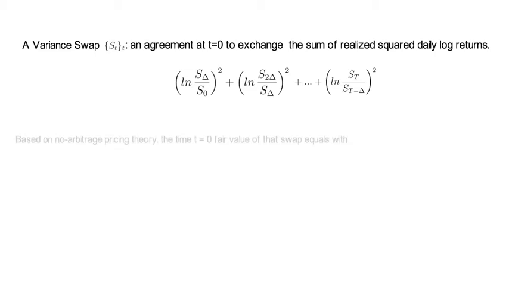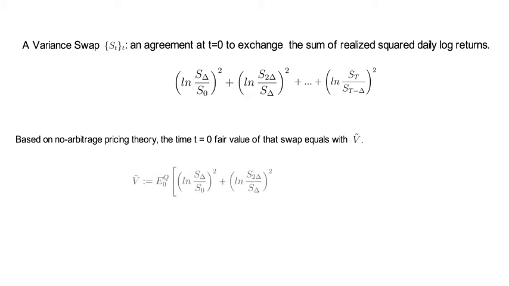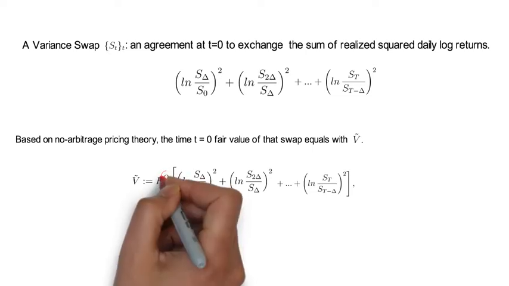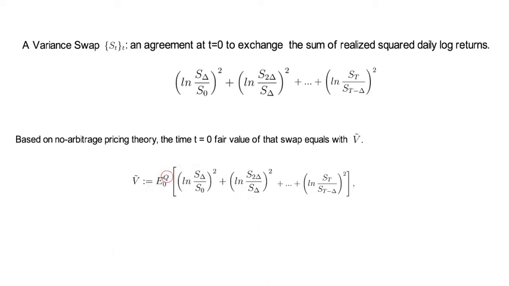Now, as a result, based on no arbitrage pricing theory, the time t0 fair value of that swap equals V tilde. And one can show that it coincides with the expected value of all future squared daily log returns, as in the next expression, where, very importantly, the expectation is calculated under the risk-neutral probability measure Q.